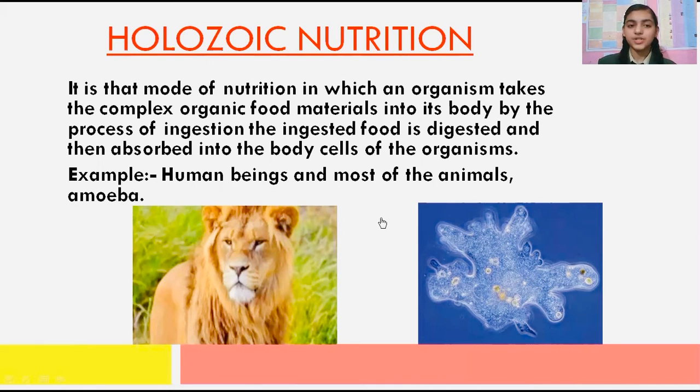Holozoic nutrition. It is that mode of nutrition in which an organism takes complex organic food materials into its body by the process of ingestion, and the ingested food is digested and then absorbed into the body cells of the organism. Example, human beings, most of the animals, and amoeba.